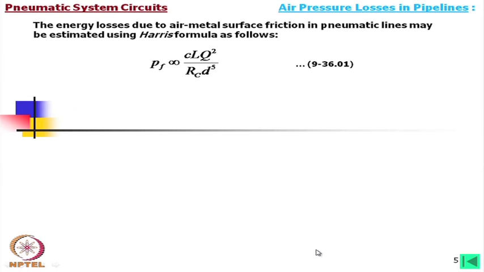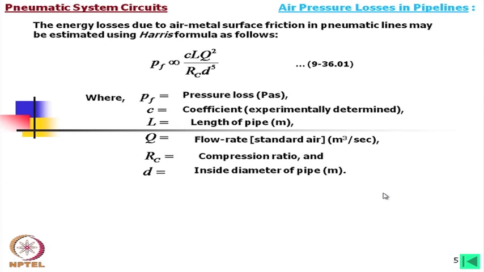Now, the energy loss due to air-metal surface friction in pneumatic lines may be estimated using the Harris formula as follows, where the loss in terms of pressure is expressed in this form. Pf is the pressure loss in Pascals, C is a coefficient, which is to be determined experimentally. This coefficient is for pipe losses. L is the length of the pipe, Q is the flow rate through that conduit in meter cube per second, again we call it standard air, that means standard air is at some pressure, some temperature, etcetera, mentioned. RC is the compression ratio of the system, D is the inside diameter of the pipe.